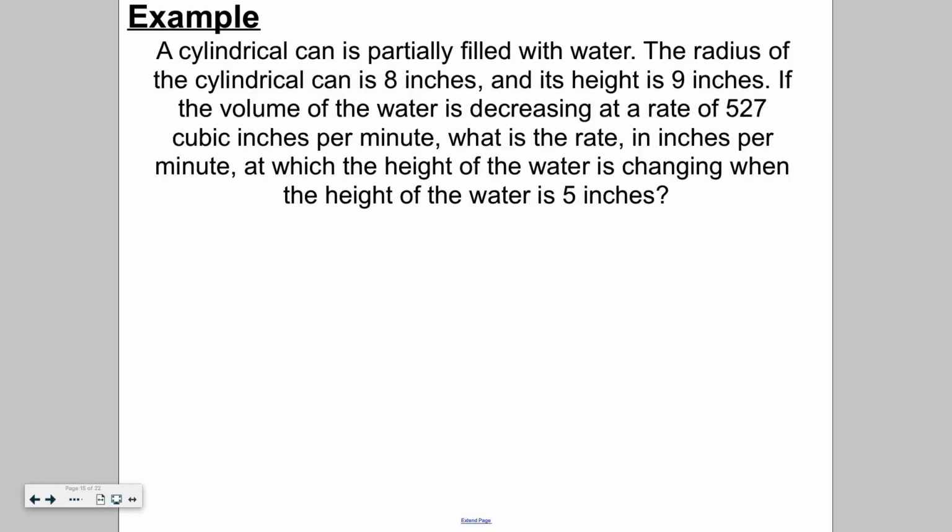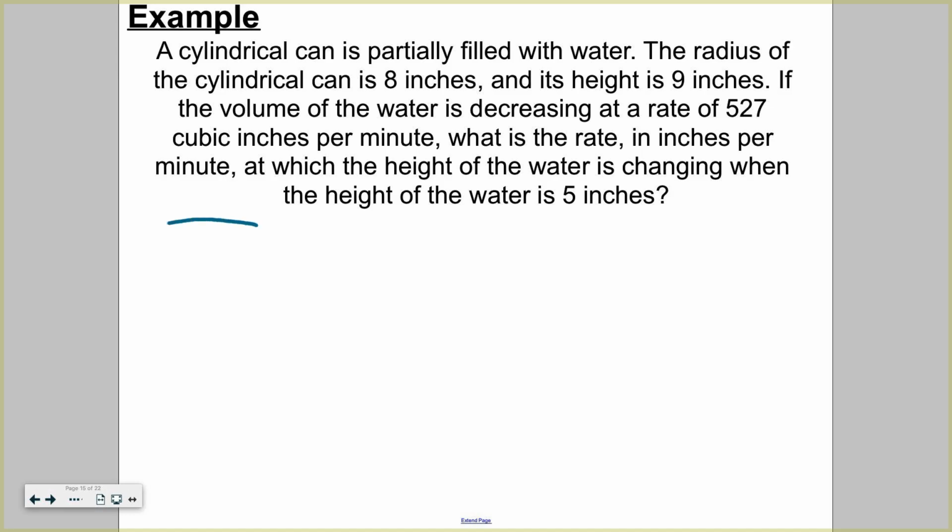Alright, and our last example for volume is a cylindrical can partially filled with water. The radius of the cylindrical can is 8 inches and its height is 9 inches. If the volume of the water is decreasing at a rate of 527 cubic inches per minute, what is the rate in inches per minute at which the height of the water is changing when the height of the water is 5 inches? So now this just sounds a little bit more confusing than it is.